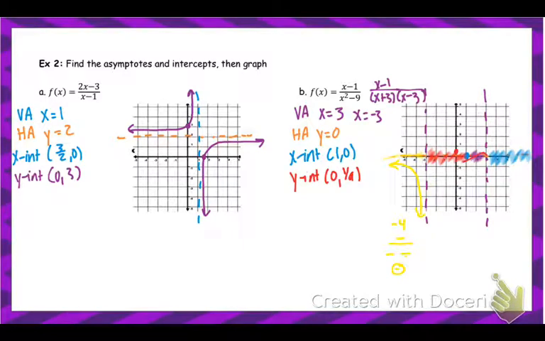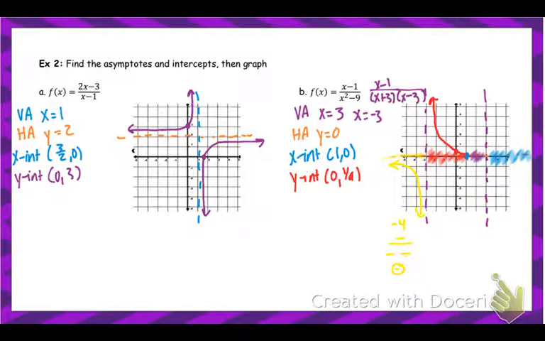All right, then we'll go to that red region. Okay, in that red region, again, pick a test point. Well, I've already picked 0. When I picked 0, I got a positive number. So that means everything from that x-intercept over until that vertical asymptote is going to have a positive value.